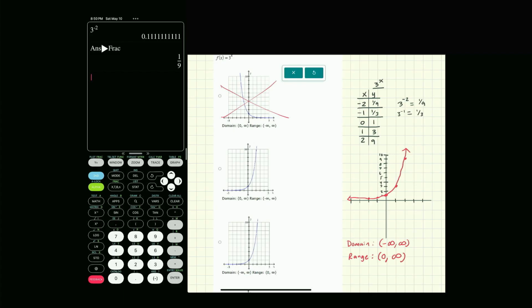So we're picking the graph that has a domain of negative infinity to infinity, which there's only one. And then we can check the range as well to make sure that matches, which it does.